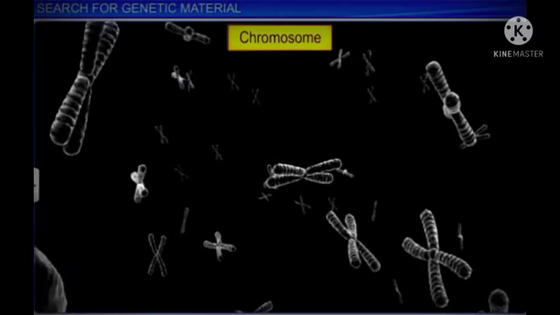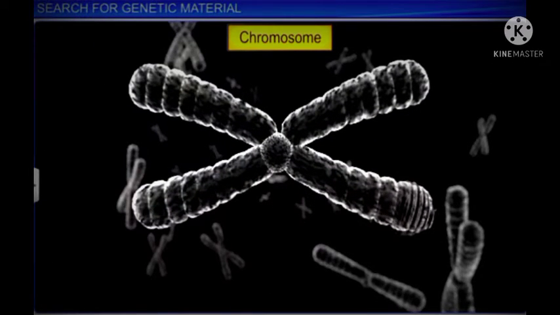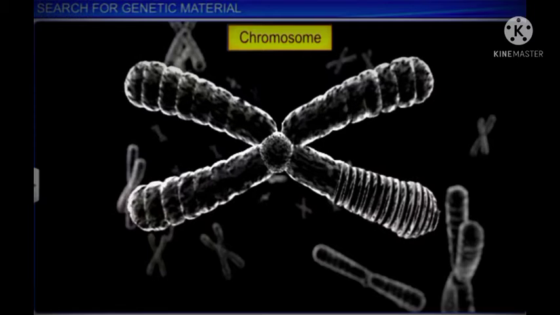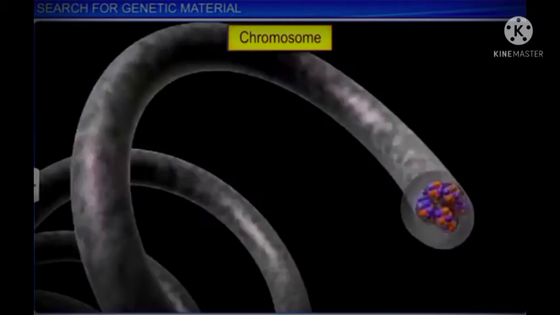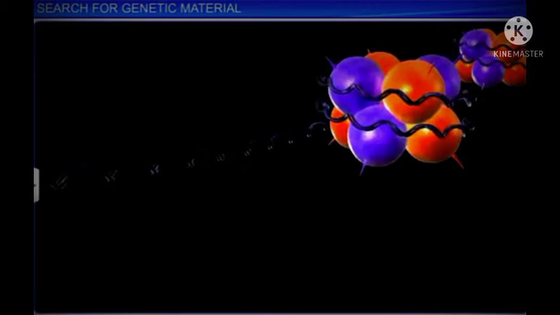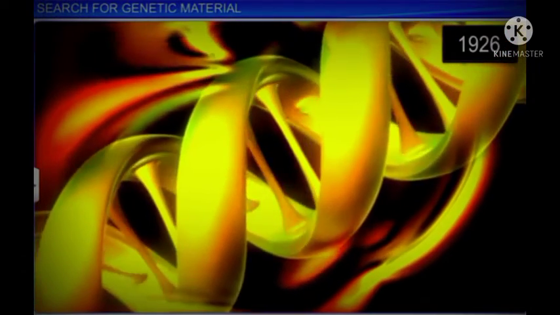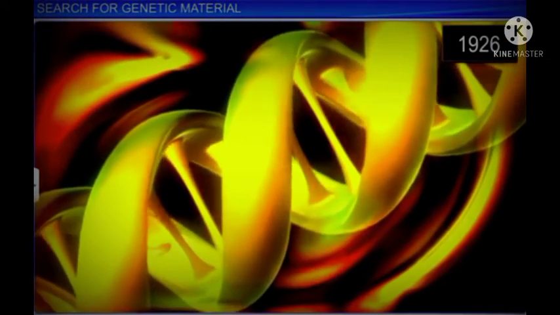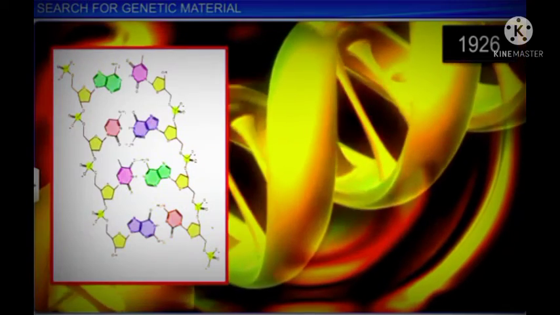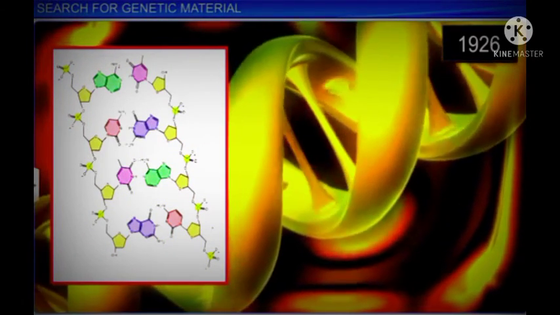However, as chromosomes of eukaryotes contain several proteins along with DNA or deoxyribonucleic acid, scientists couldn't exactly confirm whether the genetic material was DNA or proteins or both. By around 1926, the search for the mechanism of inheritance of genetic material had reached the molecular level, yet the genetic material had still not been discovered.